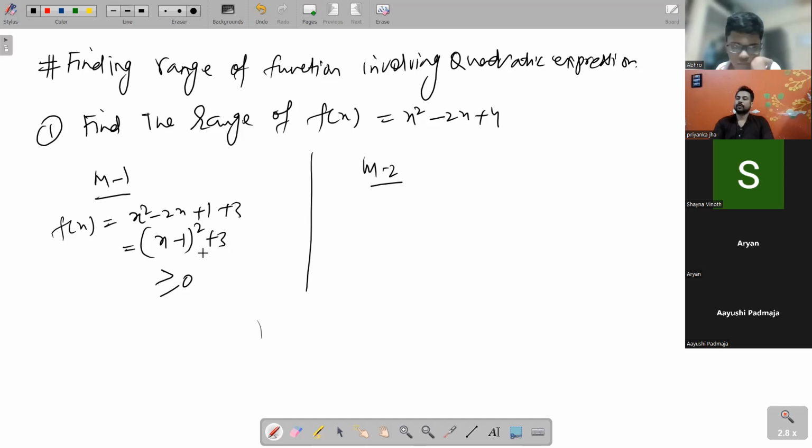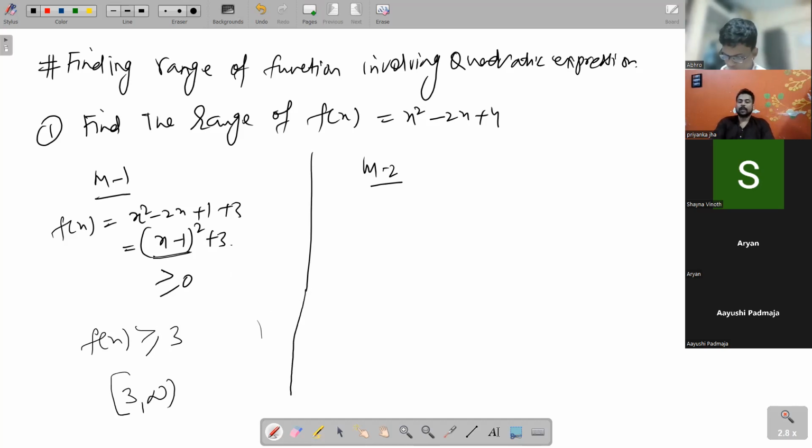So the square of anything is always greater than or equal to 0. It can't be negative. So the minimum value would be 0 plus 3, so the value of f(x) would be greater than or equal to 3 always. The minimum would be 3 plus 0, which is 3, and the maximum can be anything, because the maximum value of (x minus 1) to the power 2 can be positive infinite. So the range is 3 to infinity.